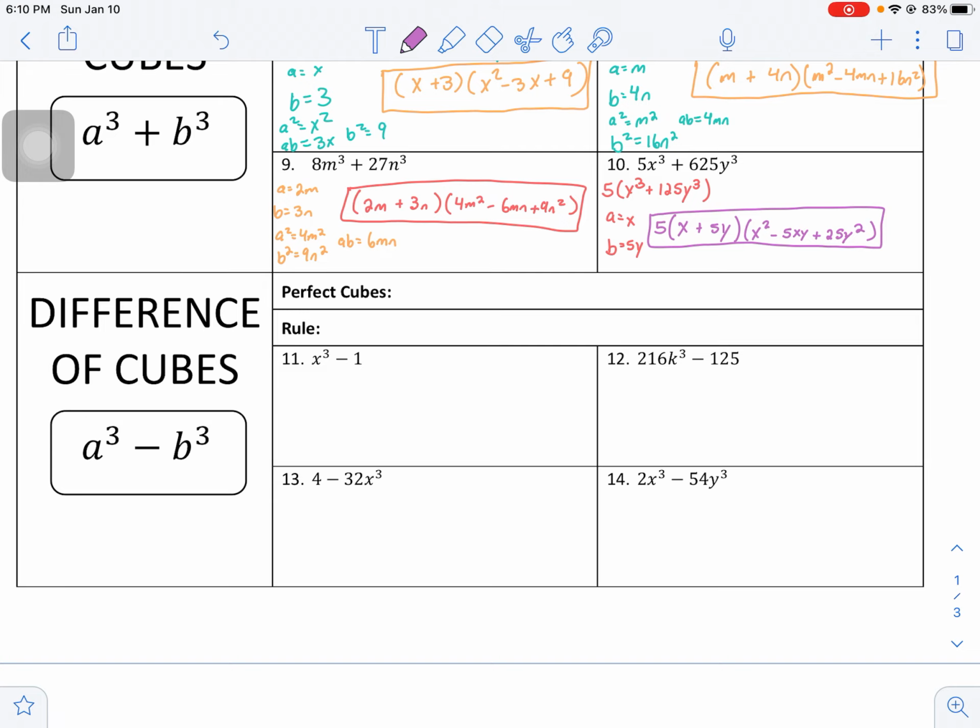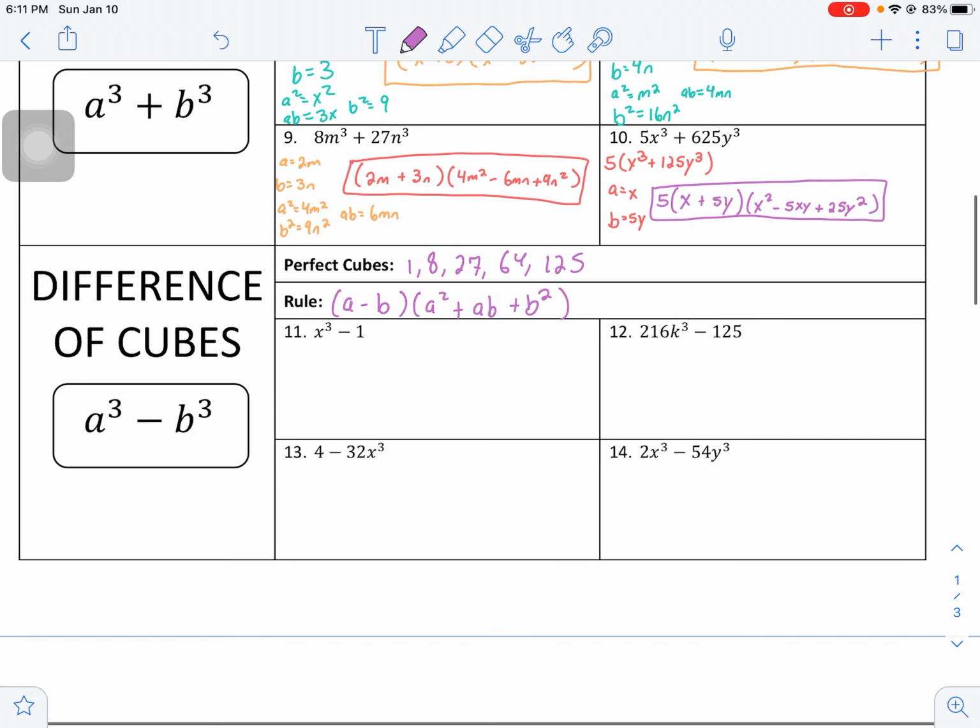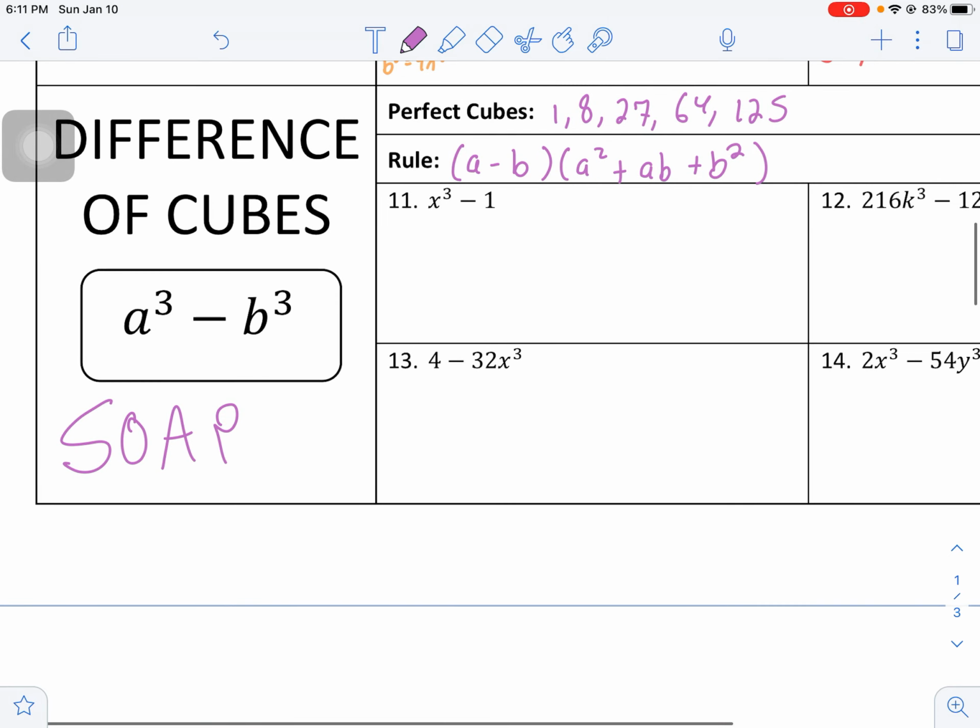And that would be our sum of cubes factoring. All right, difference of cubes. Okay, same perfect cubes, right? 1, we got 8, we got 27, we got 64, we got 125 after that. The rule is so close to the sum of cubes. Here we're going a minus b, hence same sign, a squared plus opposite sign, ab, and then always positive, so plus b squared. Okay, so the a's and b's don't change at all, it's just the signs. And so SOAP still applies for our difference of cubes.